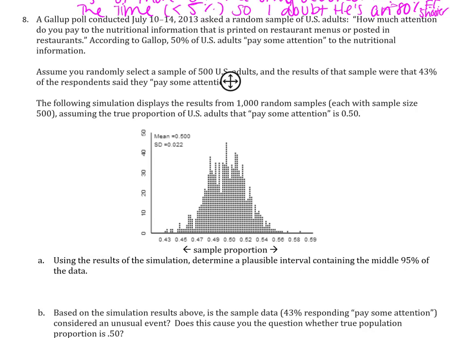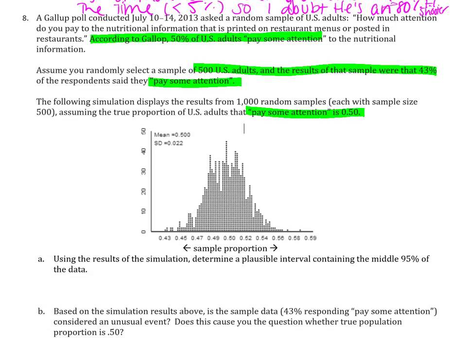All right, I want you to pause the video right now and read through question 8. Okay, so I just highlighted some stuff that I felt was useful here. So the Gallup is claiming 50% of U.S. adults pay some attention to nutritional information. You went out and got a sample of 500 U.S. adults and found that 43% pay some attention. You then ran a simulation based on Gallup's claim that the true population proportion is 0.5. So this is the results of our simulation, again, based on a mean of 0.5.